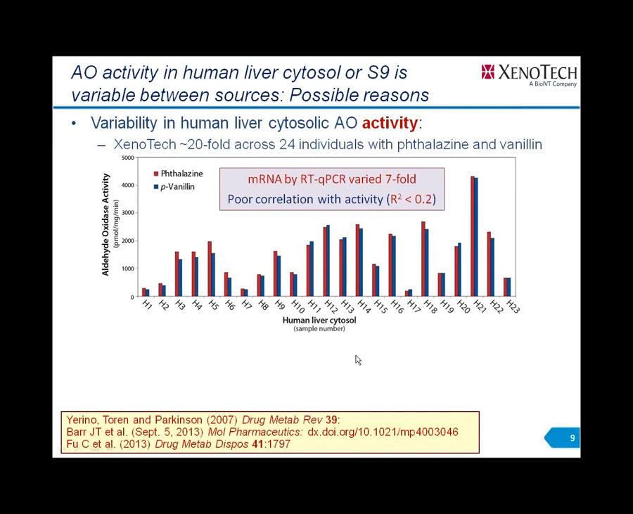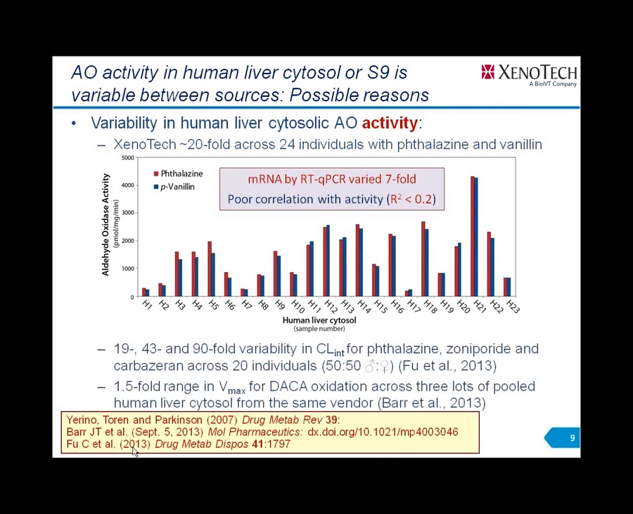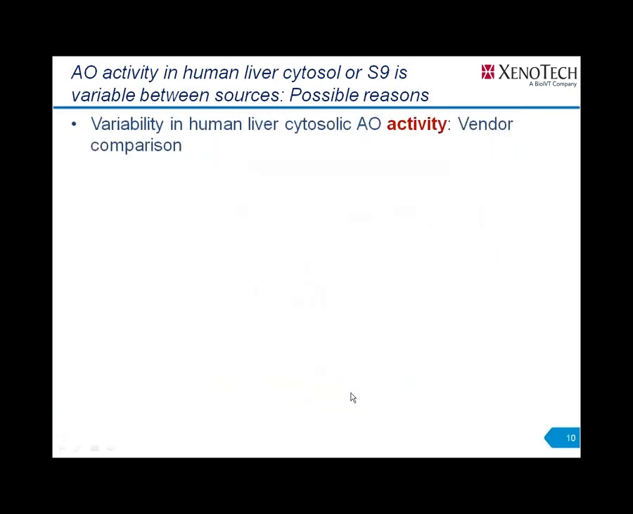And then I want to mention two recent papers that have come out, by Barr and then also from Fu and others at Pfizer. In the Pfizer paper, they see anywhere from a 19 to a 90-fold variability in the intrinsic clearance from phthalazine all the way up to carbazeran across 20 individuals, and this is 50-50 male and female. And then in another paper, they're looking at 3 different lots of pooled human liver cytosol from the same vendor, and they still see a 1.5-fold range in the Vmax for the aldehyde oxidase substrate DACA oxidation.